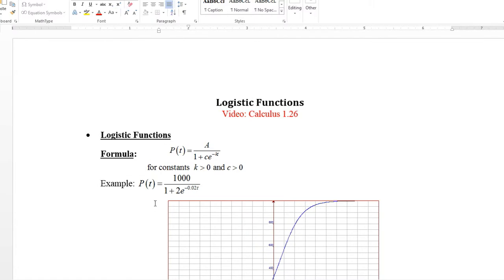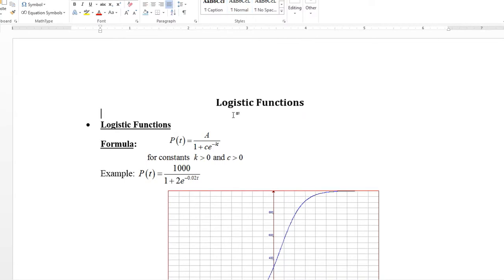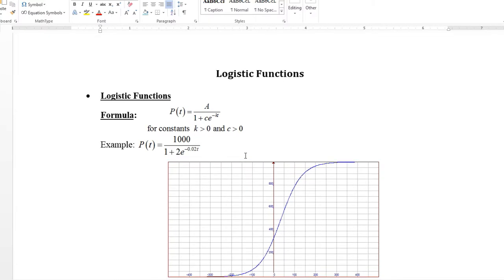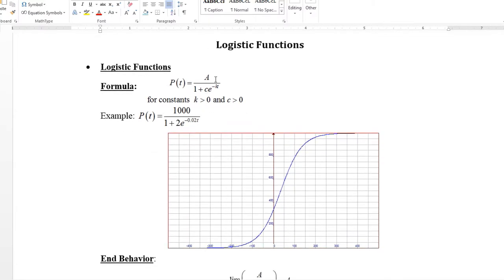One more that's related to this, logistic functions. Okay, logistic functions are functions a over 1 plus c times e to the minus kt, where k, c, and a are constants. We're going to let k and c be positive. A could be positive or negative, actually. Usually we think of it as positive.